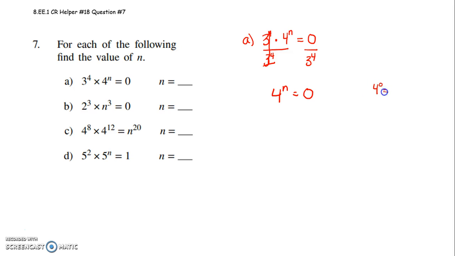4 to the 0 power is 1. 4 to the negative 1 power is 1/4. 4 to the first power is 4. There's no value for n that will get you 0 as an answer. So this would be no solution. No value for n is possible. So this is impossible. And normally we say no solution then. So let's take a look at letter B.